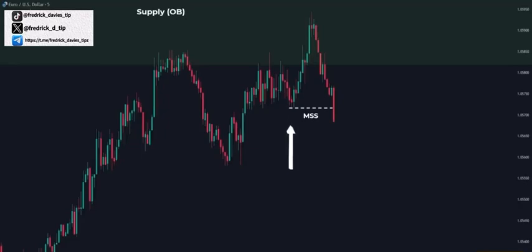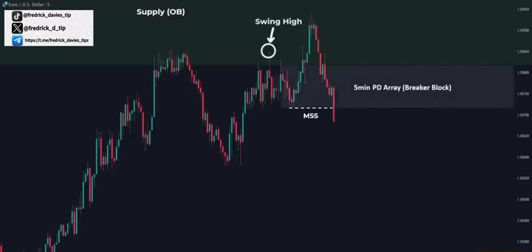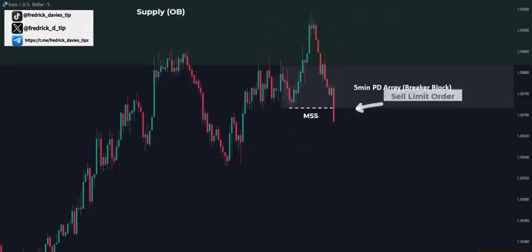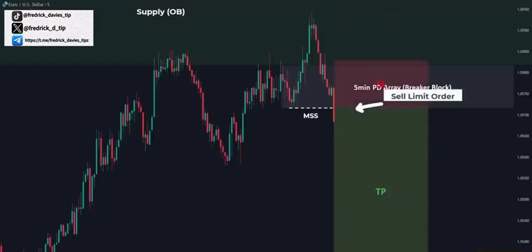Also, we can see that price has created a breaker block, represented by these down close candles. The price formed a swing high, then a swing low, followed by a higher high, before immediately reversing and breaking below the down-close candles. So we have our 5-minute PD array that we were looking for, so we can set a sell limit at its lowest point, aiming for the next clean swing low as our profit target.